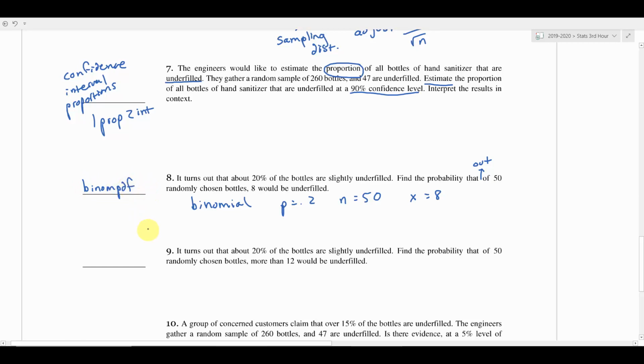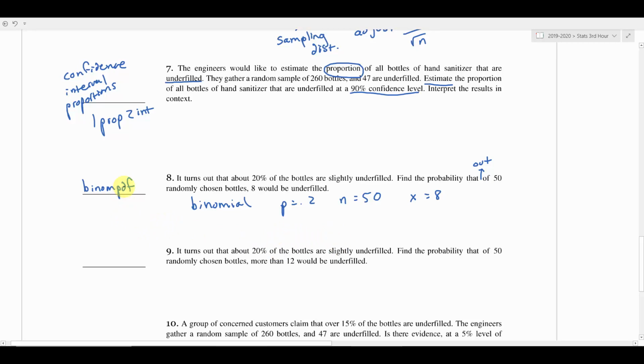This is a binom PDF because we're trying to find the probability that exactly 8 are underfilled. So if we haven't done binomial stuff in a while, you might want to go back and review the notes that we did in class and make sure you look at the difference between binom PDF and CDF.